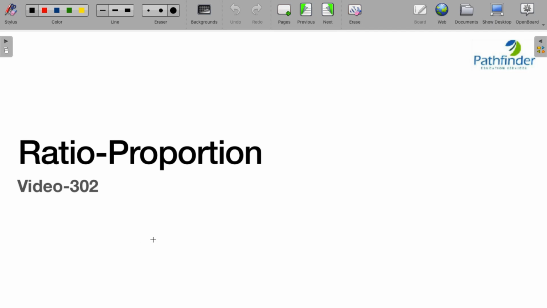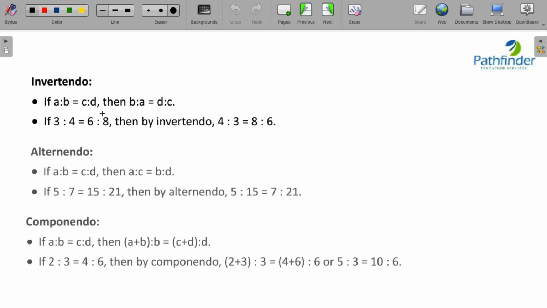Welcome to the second session of ratio and proportion. In this session, we will look at certain operations with ratios, and these operations could make life simpler for you when you are working with ratios. So, for example, A is to B is equal to C is to D.